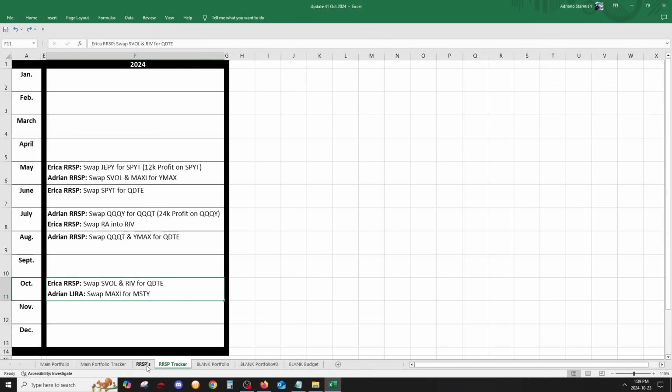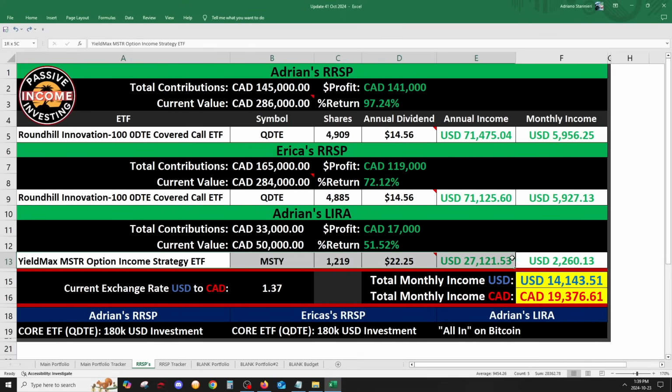Another thing I did, by the way, is in my LIRA account, I swapped my MAXI ETF, which is a Bitcoin income ETF from Simplify, to the YieldMax MicroStrategy ETF. Let's just start with that one first because it's simple. Why switch from MAXI to MSTY? Well, I feel like investing in MicroStrategy is kind of a leveraged way to invest in Bitcoin. That's why I did it.